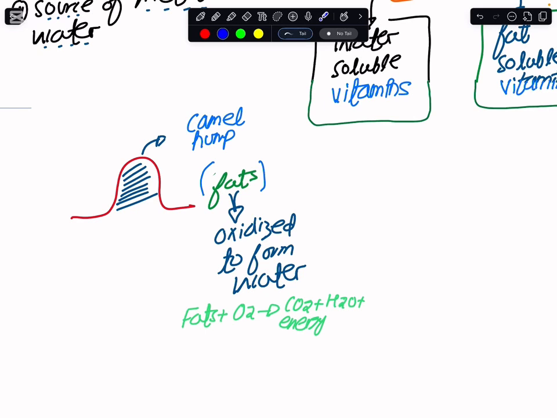So this is all you must know in context of the fats. And in the next class, we will crack the nucleic acids.